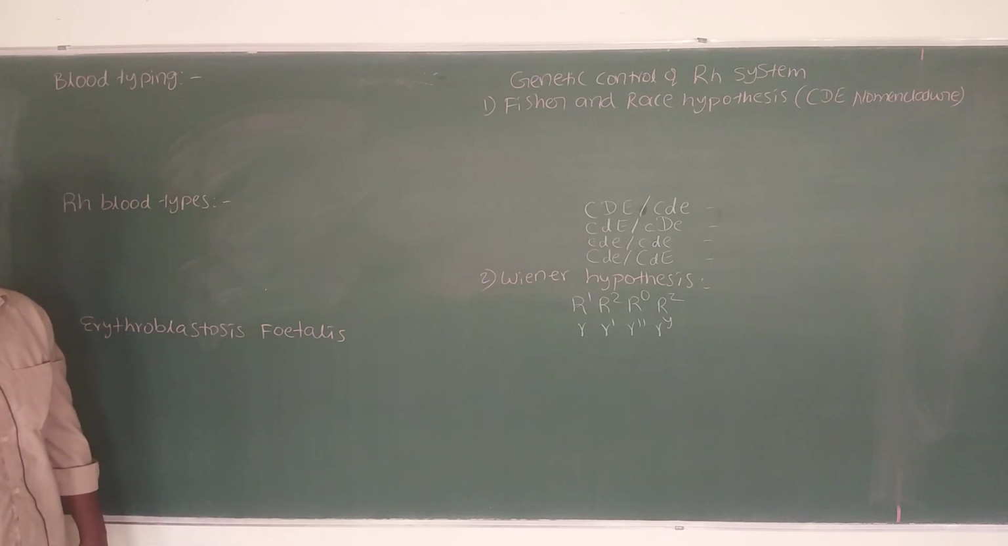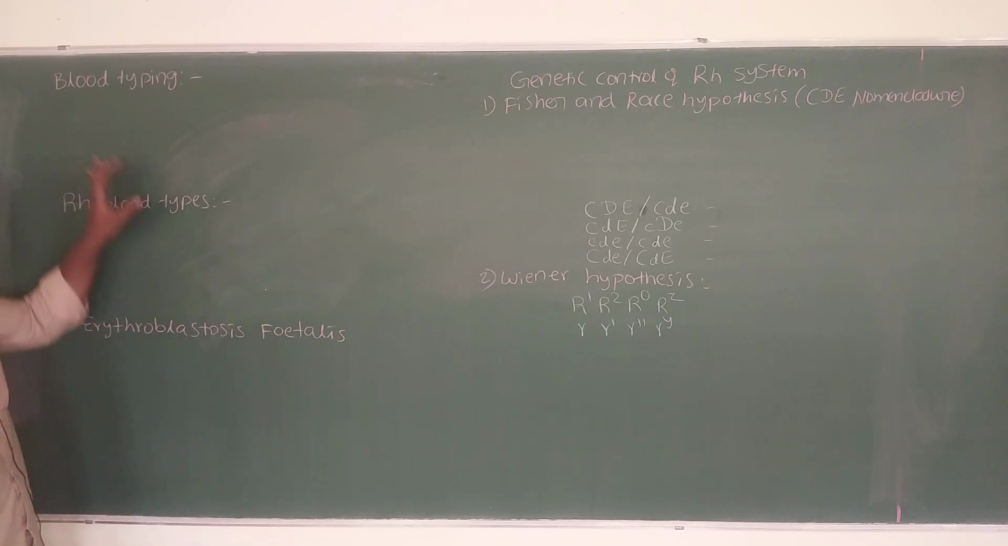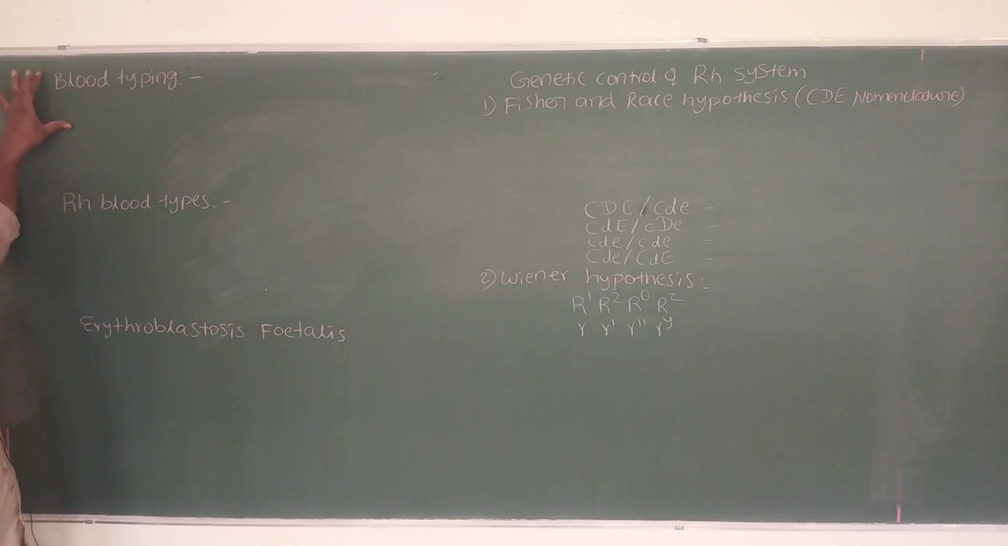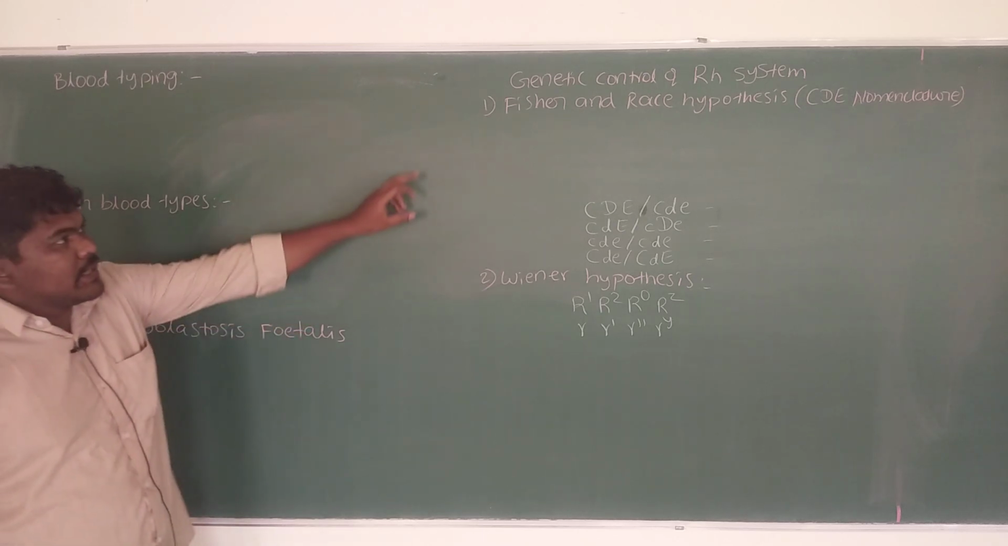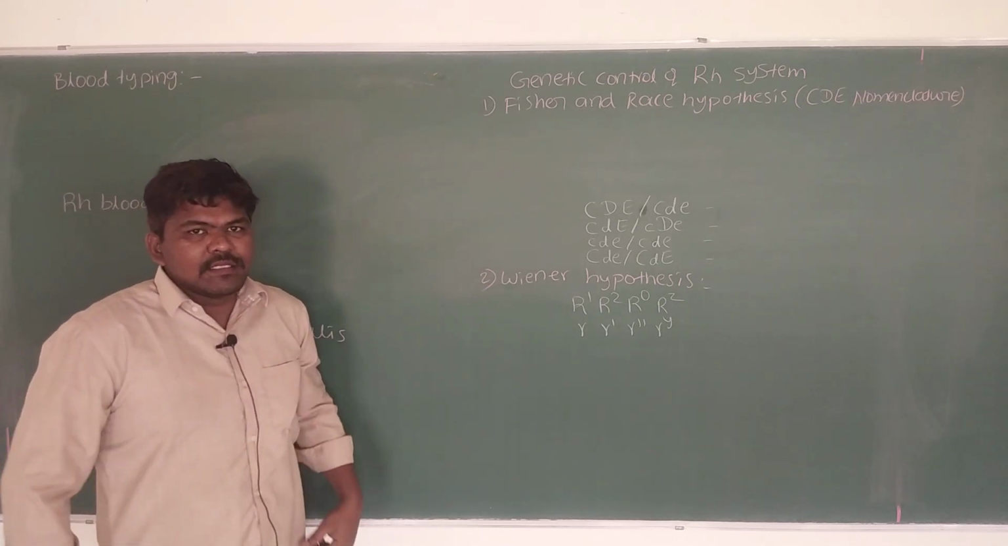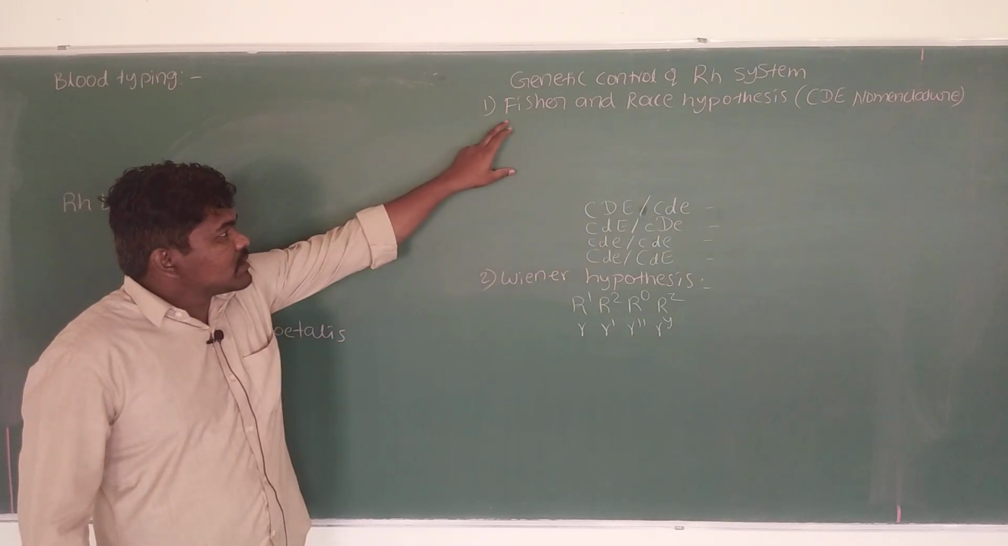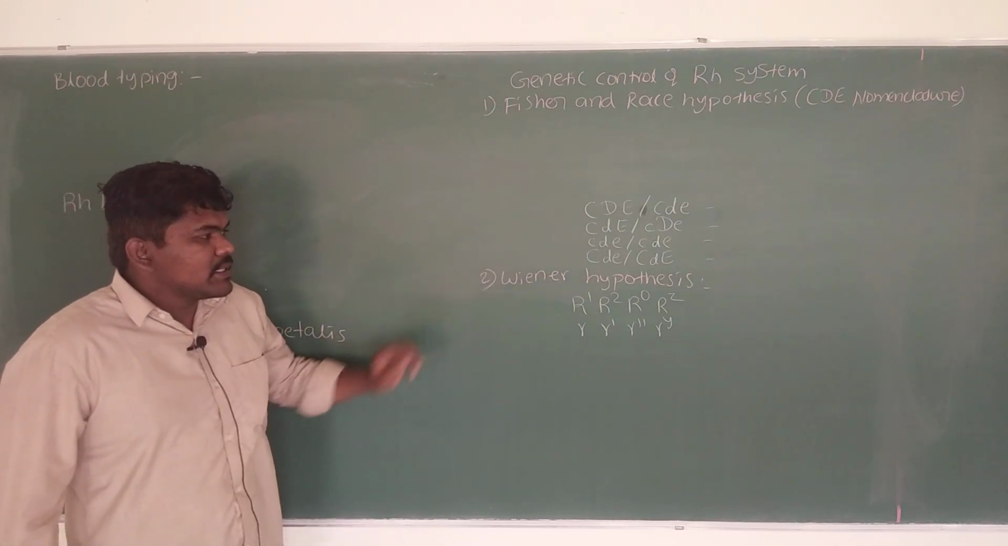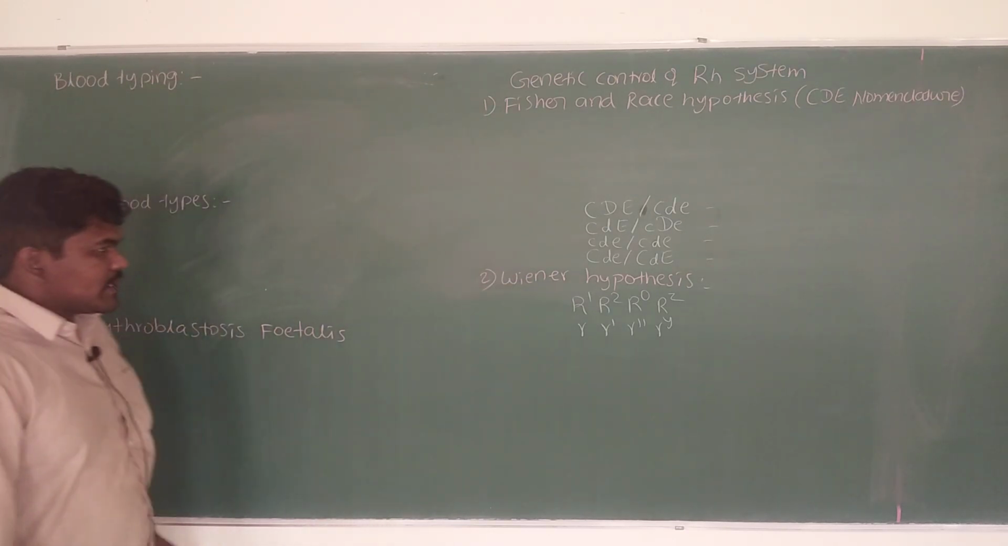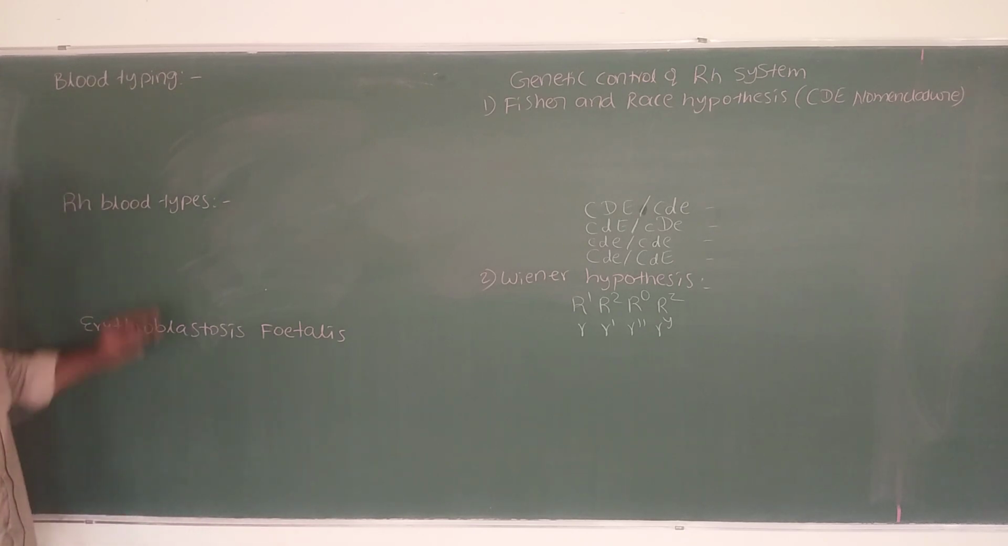Welcome to Lakshman Biology. Today we will discuss blood typing, Rh blood types, erythroblastosis fetalis, and the genetic control of the Rh system, which contains two hypotheses: the Fisher and Race hypothesis, and the Wiener hypothesis. First we will start our class with blood typing.